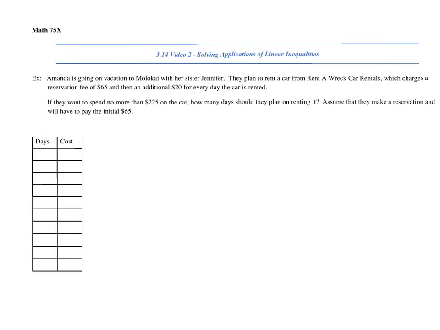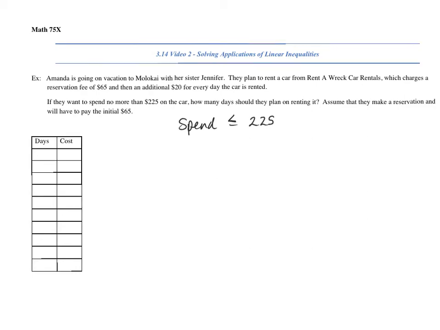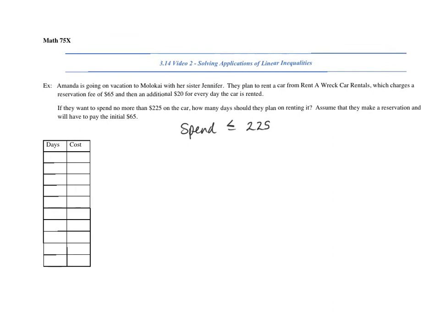So what we spend can be equal to 225 or anything less than that. We want to know how many days we can rent it. We can assume that we're going to have to pay that $65, so even if I cancel, I'm still out the $65. If I rent it for one day, I've got that initial 65 plus the 20 for that day, so that's 85. The second day, it's another 20 on top of that, so it'd be 105. And we're just adding $20 every additional day.